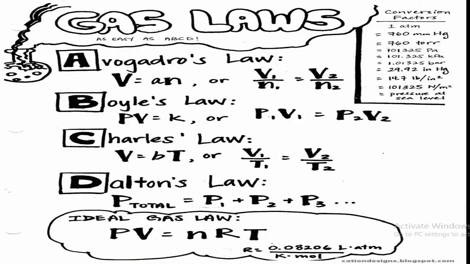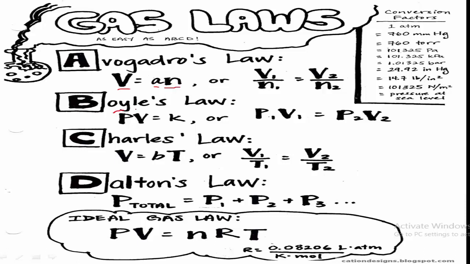Then you have studied gas laws. There are different laws. One is Avogadro's law, which states V is directly proportional to n. That means volume is directly proportional to the number of moles of gases or number of moles of particles present in a system, and a is constant. V1 by n1 equals V2 by n2 is applied when two different conditions are maintained.